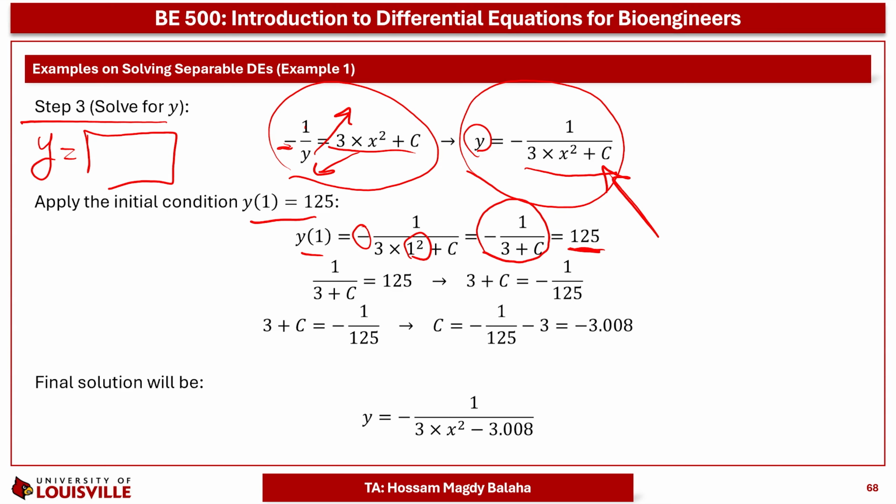Try to find the value of c. Simply swap between both of them. So 3 plus c equals -1 divided by 1/25. Move 3 to the other side. So c equals -1 divided by 1/25 minus 3. And this will equal that result. Substitute the constant into the original equation. So this will be the final solution of your problem.